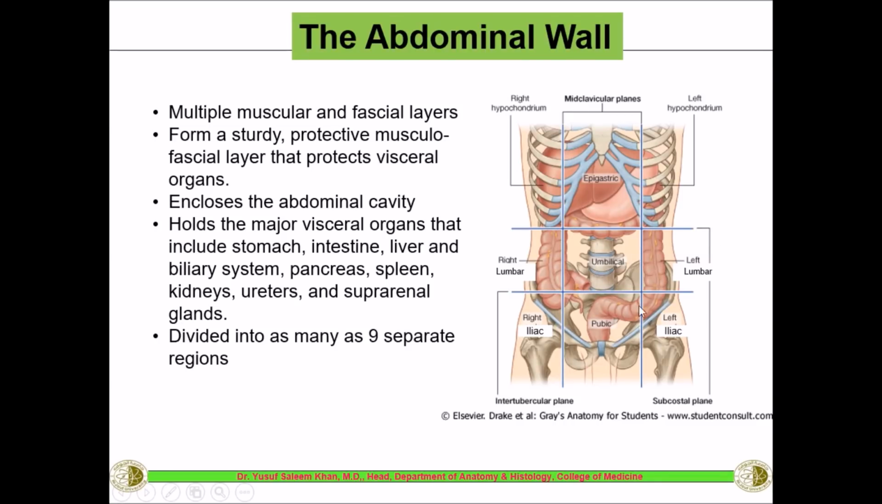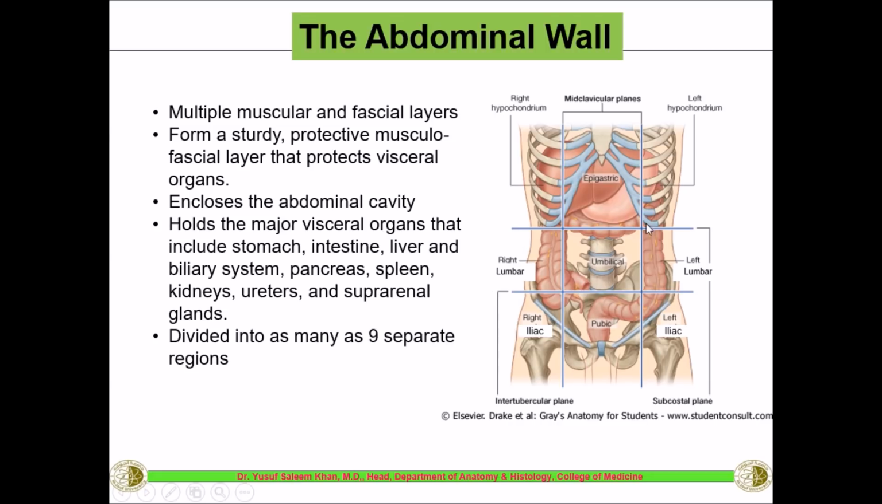Similarly, we have 2 horizontal lines. The first horizontal line is called the subcostal plane because it passes below the lowermost part of the costal cartilages and joins on either side. So this is called the subcostal plane because it is below the costa, the ribs. And the second plane is called the intertubercular plane because this will be connecting the 2 tubercles on the iliac crest on either side.